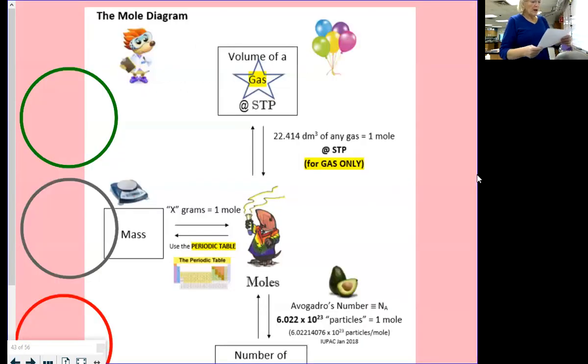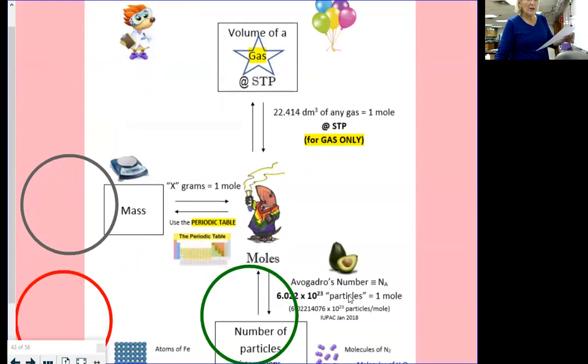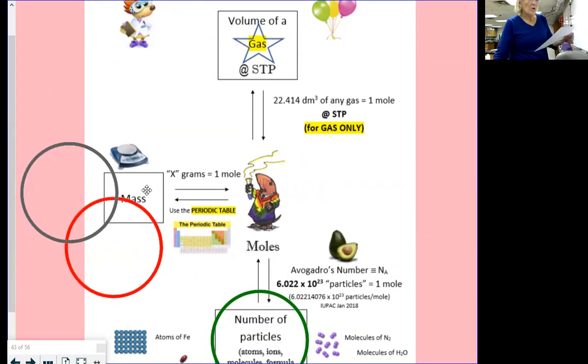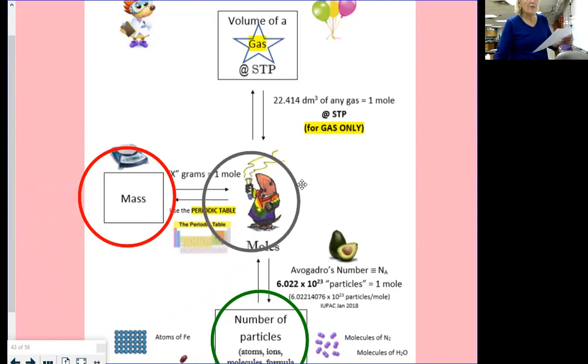So the mole diagram says that you are starting with a number of atoms way down here. You're starting with a number of particles, and they want you to end, red, with mass. Now, the only way you can go from number of particles to mass is through this middle step of the mole.